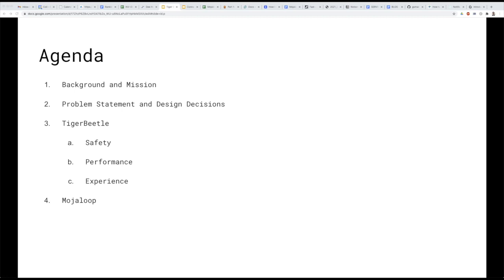We only have an hour and a bit. We have a lot to get through. We're going to try and fly through some of it. We really want to get to the last section where we want to talk about how we want to work with the community to see where TigerBeetle can be utilized within Moduloop. So I'm not going to dwell too long and move straight along.